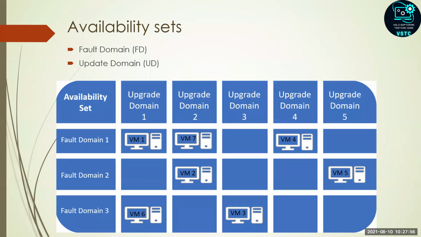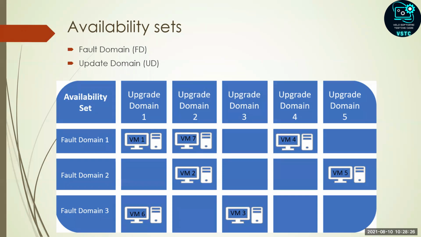That's why they created update domains, maximum 20 will be there. So they will do the upgrade one by one. We can create a maximum of 20, and they'll perform it one by one. I'll show you while creating the availability set. So fault domain is concentrated towards hardware failure within the data center, and update domain is about upgrades on the hardware or software components within the data center.